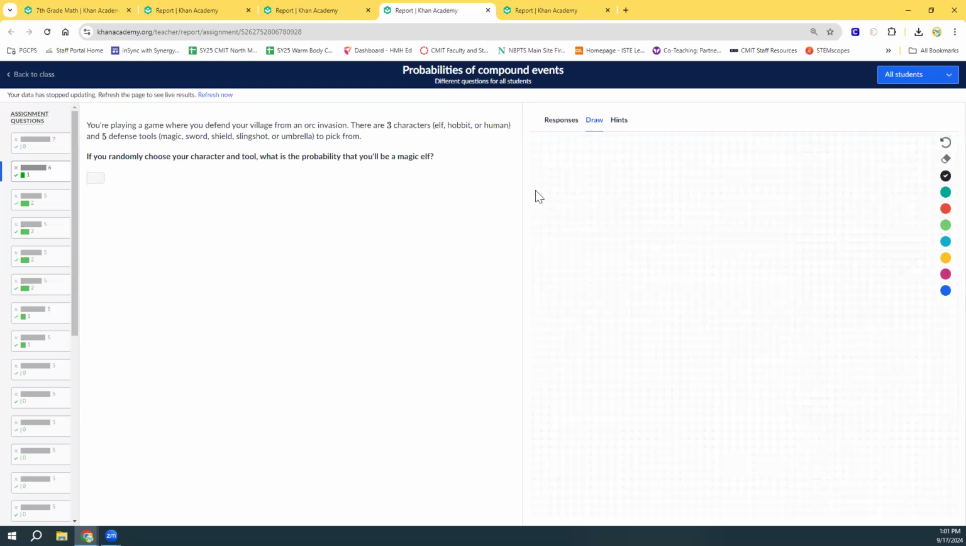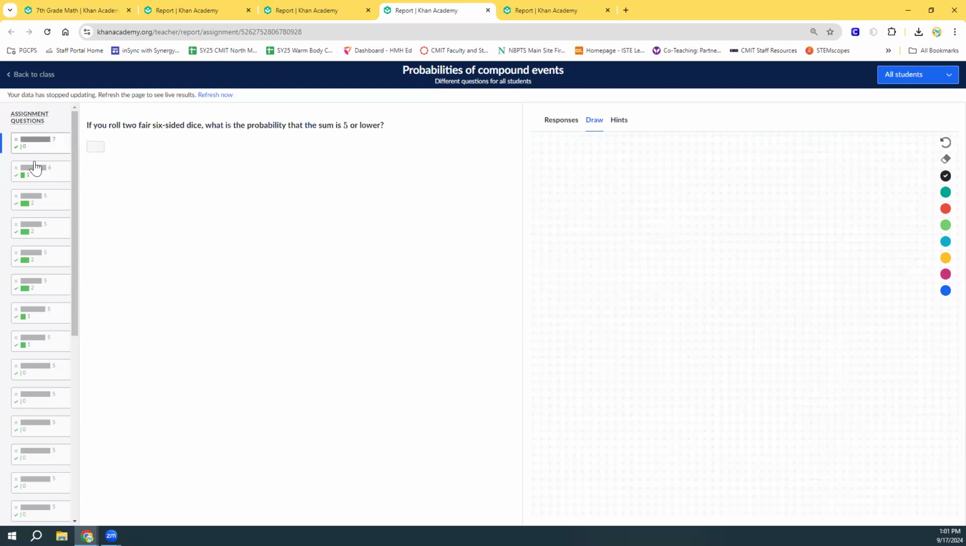Okay, so I'll give you a second to write this down. Here you go. Probabilities of compound events. You're playing a game where you defend your village. There are 3 characters, an elf, a hobbit, or a human, and 5 defense tools: magic, sword, shield, slingshot, or umbrella. If you randomly choose your character and tool, what is the probability that you'll be a magic elf?